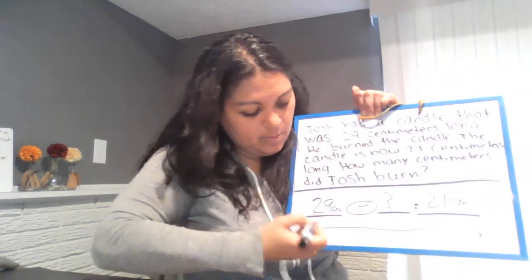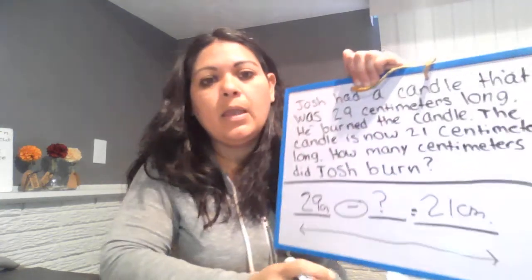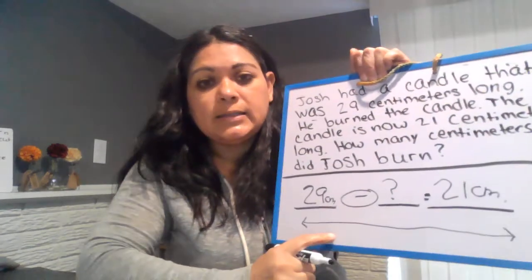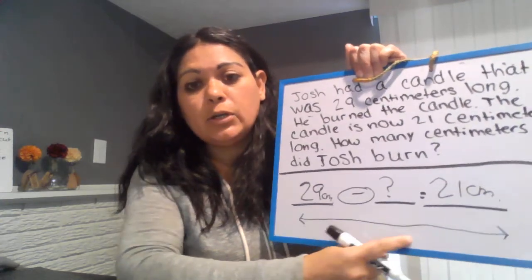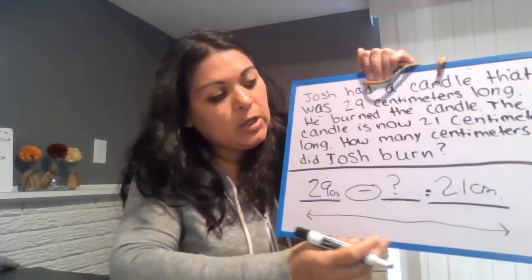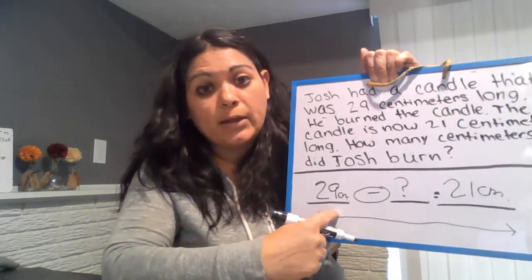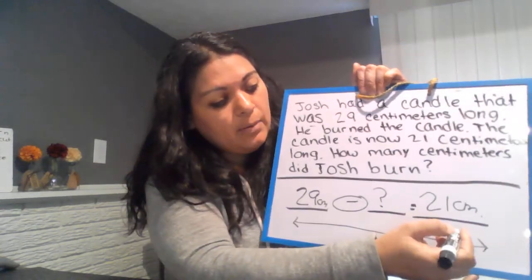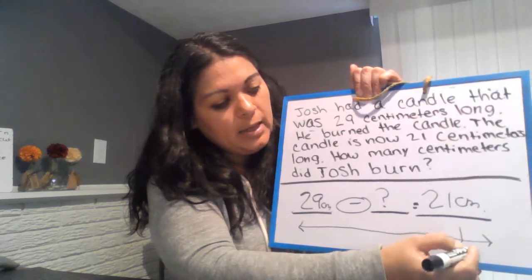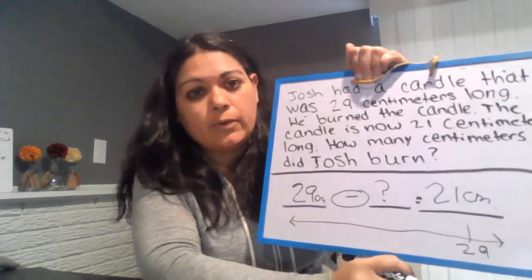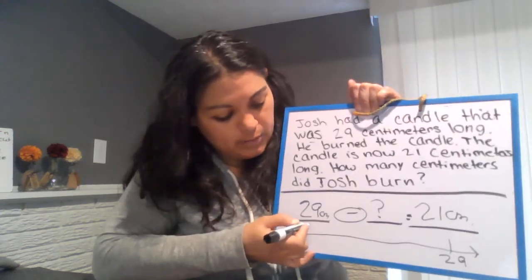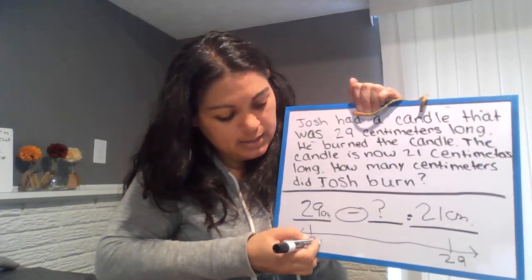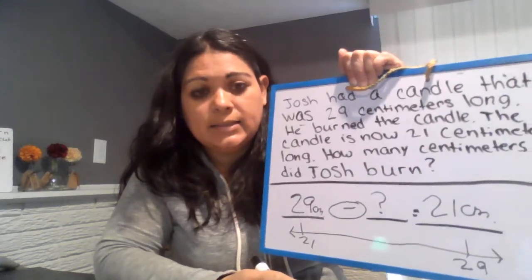I'm going to make a number line right below here. Well, first grade, if we are subtracting, we're not going to add numbers. We are going to take away. We're going to go down the number line. So I would start with my greatest amount at the top of my number line, and I'm going to put 29 right there. Well, I know he burned some, and whenever it was done burning, it ended at 21 centimeters.